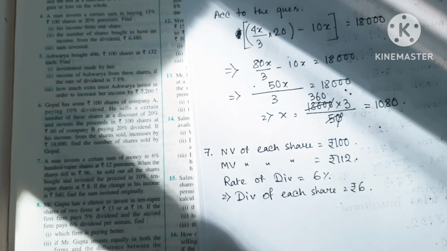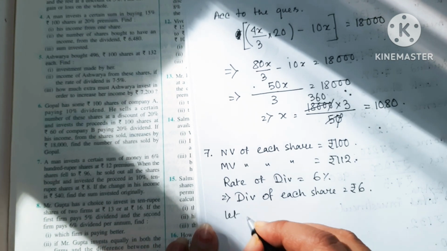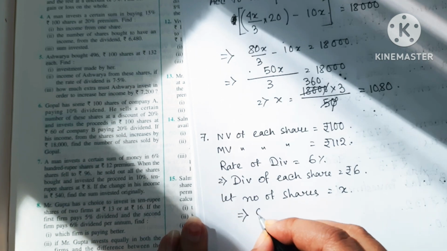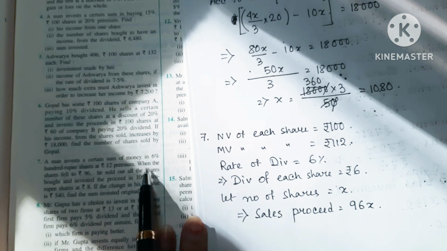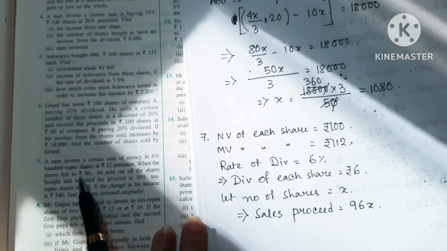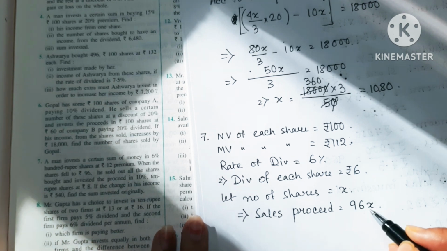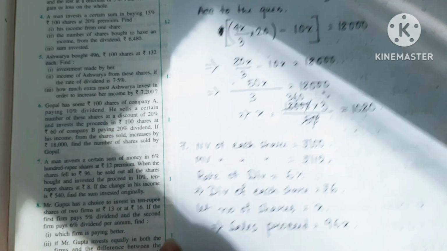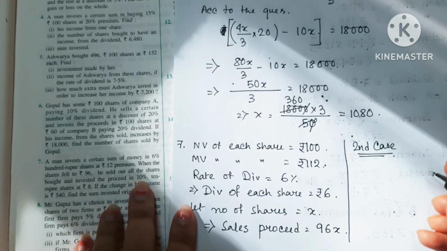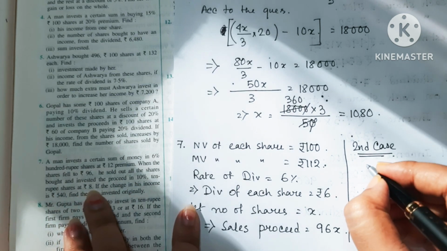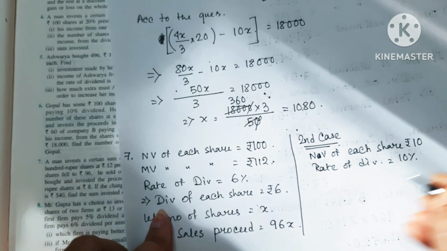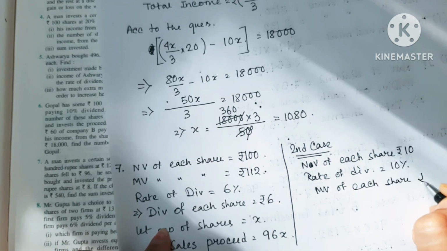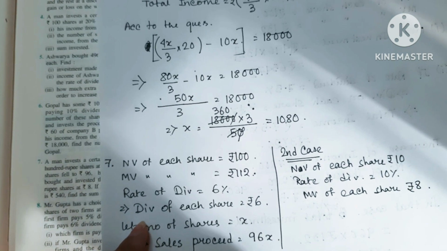Okay, now see, suppose let number of shares equal to x, that means sales proceeds, that will be 96x. Why 96x? Because he sold all his shares at rupees 96. Okay, so sales proceeds is 96x, that is the total investment of next case. Next case is, okay, second case. See, in case of second, 10% 10 rupee shares at rupees 8, that means nominal value, rate of dividend is 10%. Market value of each share, that is rupees 8.